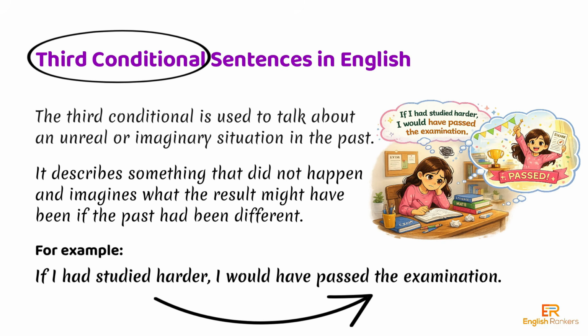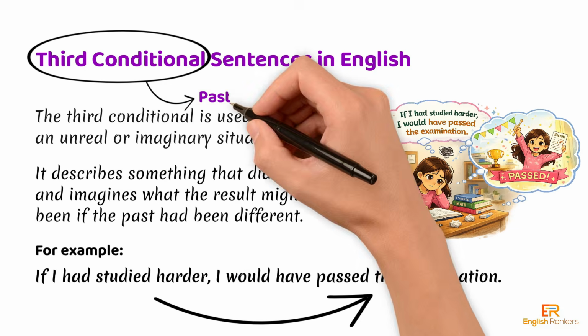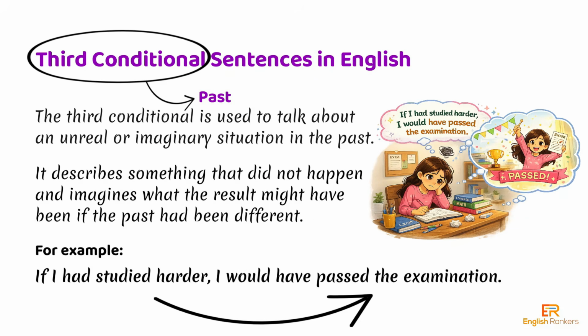Remember, the third conditional talks about the past. The condition did not happen. The result also did not happen. And now it is impossible to change either of them.